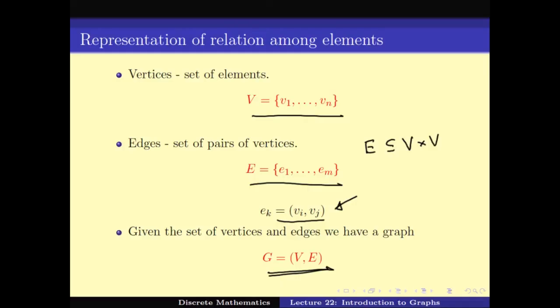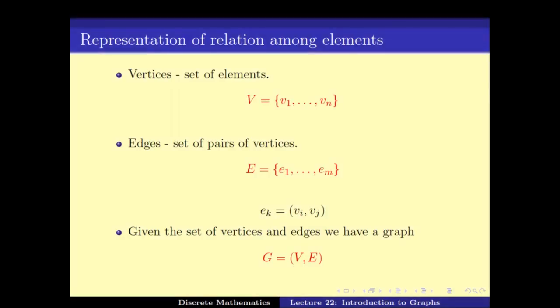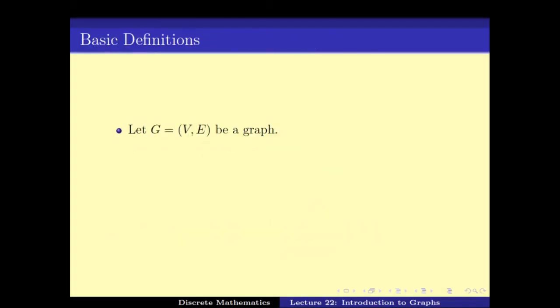So depending on what restrictions or properties we put on this relation, we would get different kinds of graphs. These are all notation stuff. The way we visualize these graphs is by drawing the vertices as blobs, but we'll come to that. So first of all, in the basic definition, let G be a graph.